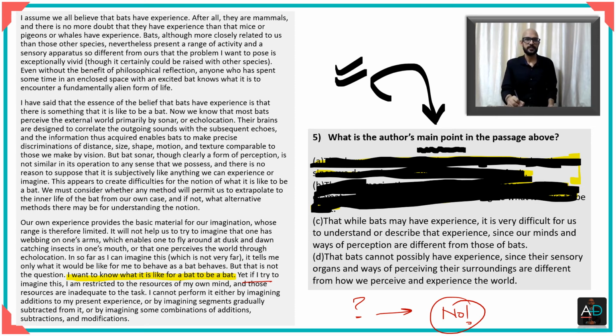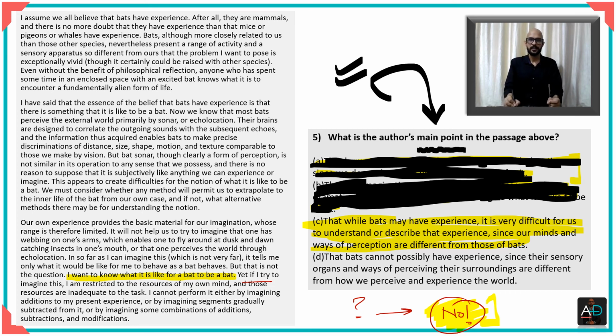Let's look at option C. Option C says that while bats may have experience, it is very difficult for us to understand or describe that experience, since our minds and our ways of perception are different from those of bats. Okay, this looks like a good option because he's saying that we cannot understand or describe that experience. It's very difficult for us, that's what he says. And so this can be retained as a good option.